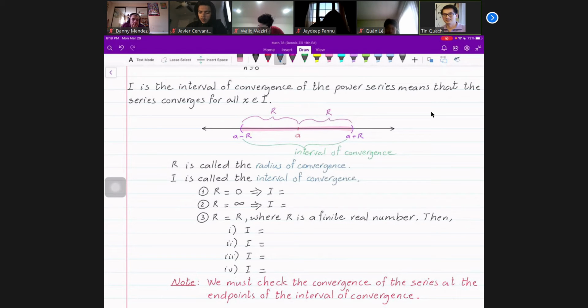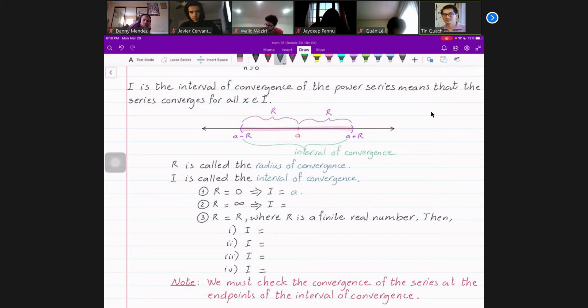If the radius is 0, that means nothing else belongs to the interval of convergence. So if the radius is 0, then the interval of convergence is only that value A. The interval of convergence is just one value, A.